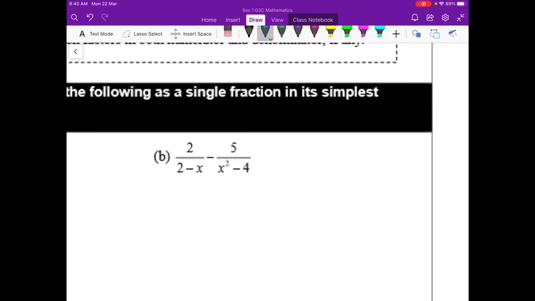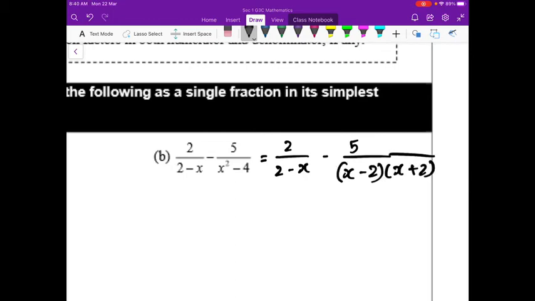Looks like a similar question. Okay, let's start. 2 over 2 minus x. This one, the first fraction, you cannot simplify, you cannot factorize, you cannot do anything. But when it comes to the second fraction, 5 over x squared minus 4, you should be very proficient at this already. What do you notice about the denominator? Can it be factorized? Can. x squared minus 4 becomes x minus 2, x plus 2. Okay, good, you factorized it already.